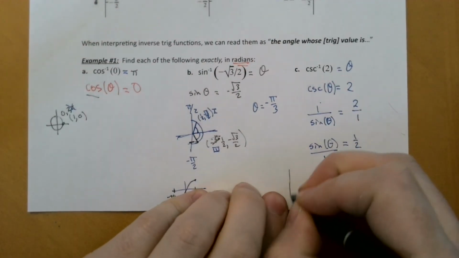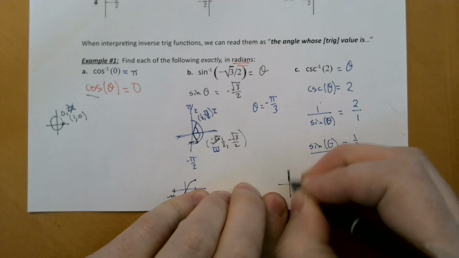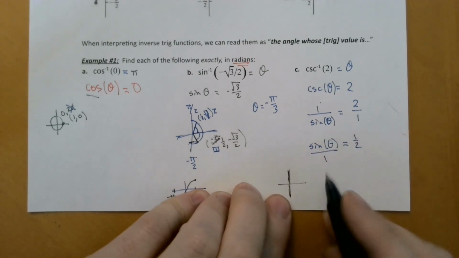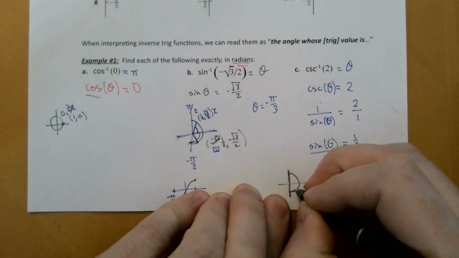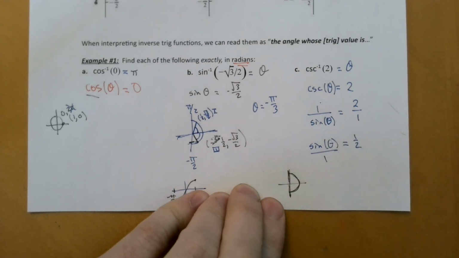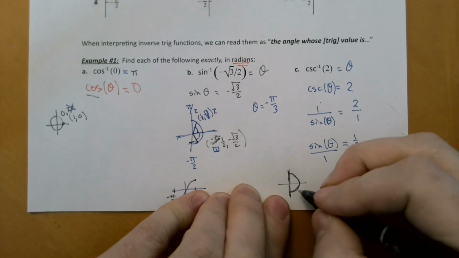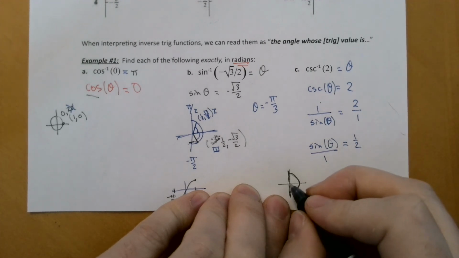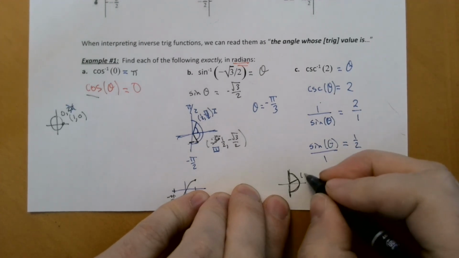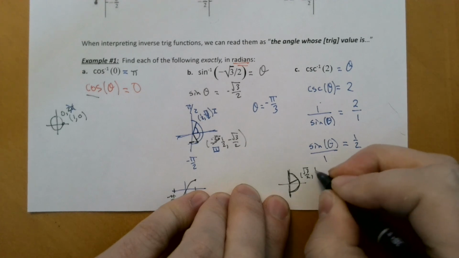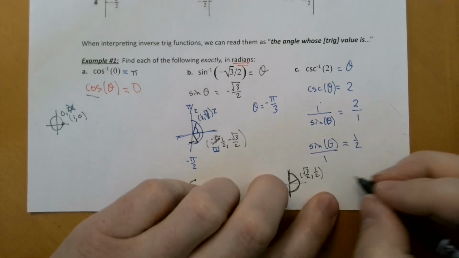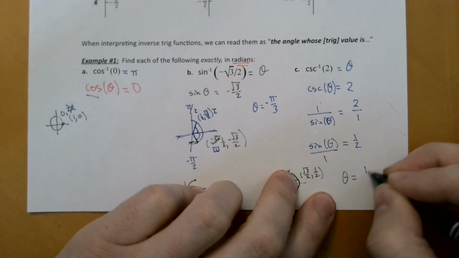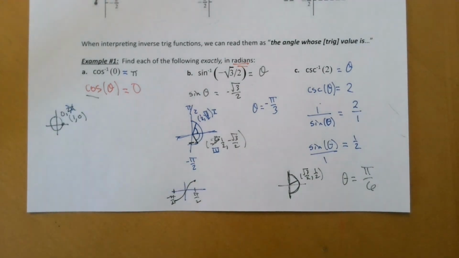So let's flip to our unit circle now of sine. Now we're going to use the restrictions of our sine function again, just like in the previous one, in order for there to be an inverse. And we're going to note that sine of 1/2 occurs here. So the x-coordinate is √3/2. The y-coordinate is positive 1/2. That angle is pi sixths. So theta equals pi sixths.